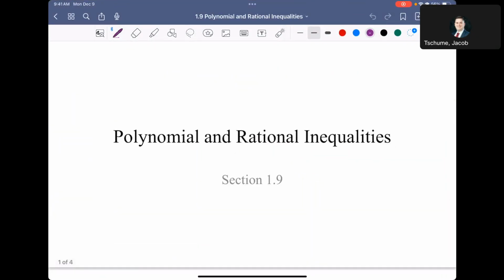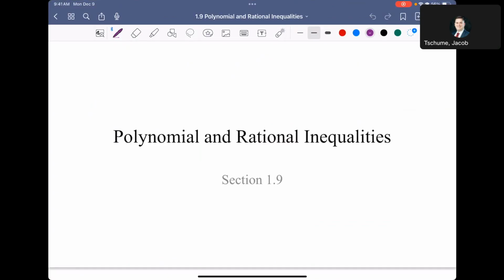All right, so in this video, we are going to be wrapping up chapter 1 by doing section 1.9. This will not be over 2 videos because there's only 2 little topics we need to cover. I'm going to talk about how to solve polynomial and rational inequalities. Now, rational inequalities is when you have a fraction involved with x's in the bottom. We'll get to that one second.